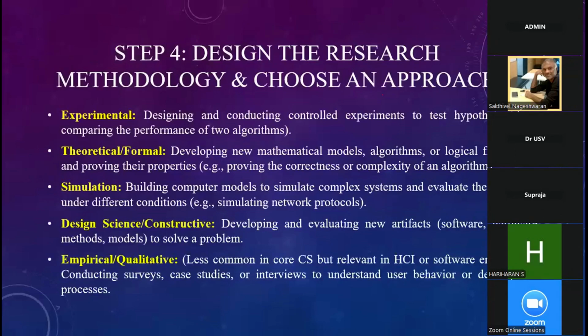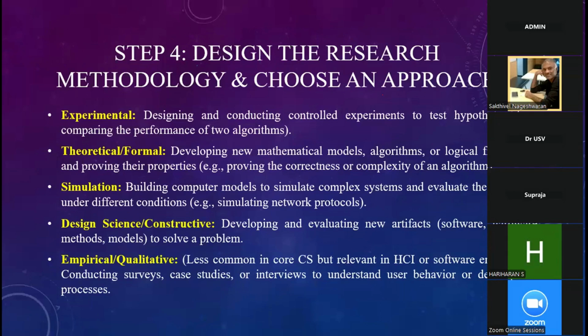And the fourth step, very important, is to choose your approach. Which one? Experimental, where you test two algorithms and compare them, or theoretical with a mathematical model, algorithm or large framework, or whether you're going to do a simulation. For example, if you go for networking, you can go with a simulation, or whether you're going to do design science or constructive, designing a software. Of course, if you design a software, they won't accept it as research. We have to say how the data are optimized, how the data storage is done, and what the efficiency is. That is design science or constructive.